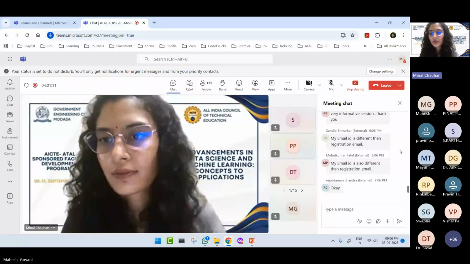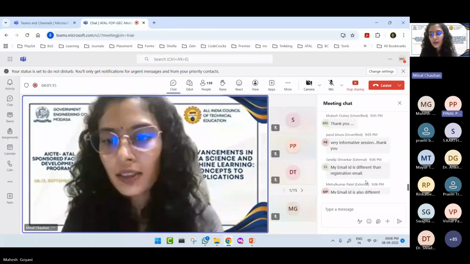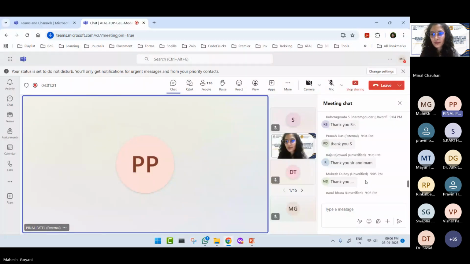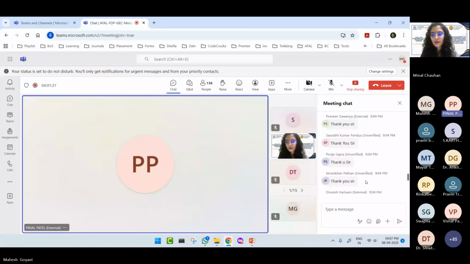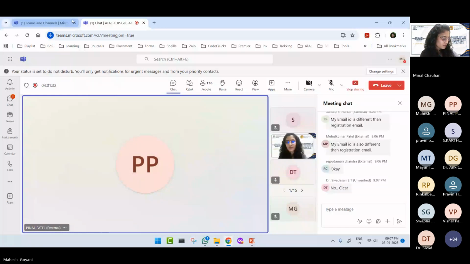Yes, any query regarding anything? Your email ID is different from the registration ID. So please try to join the session using the registered ID, because that will help us put your attendance. Otherwise, you can send an email to us.